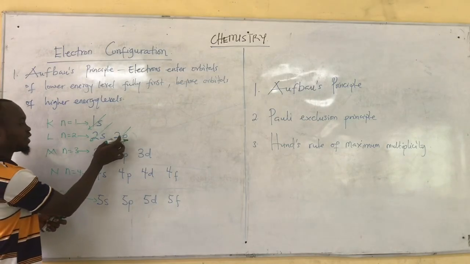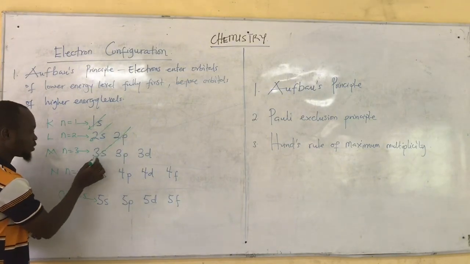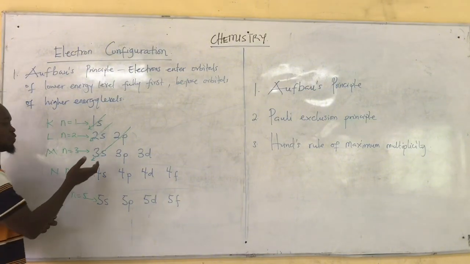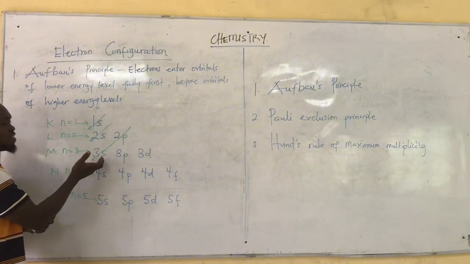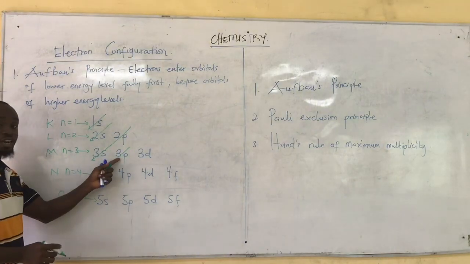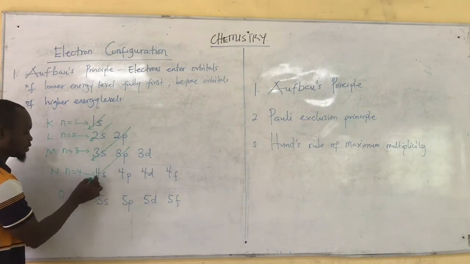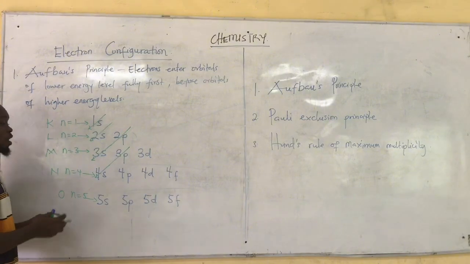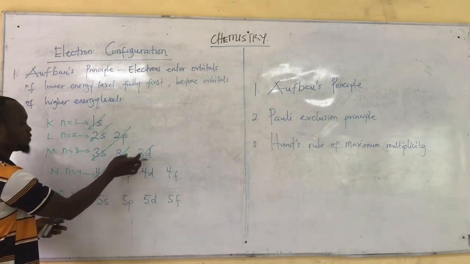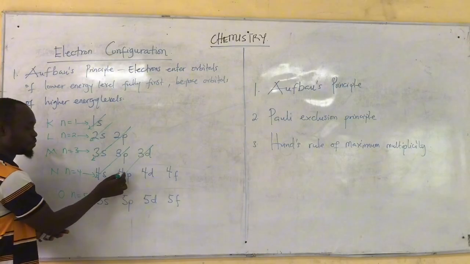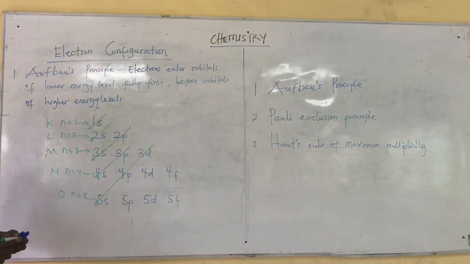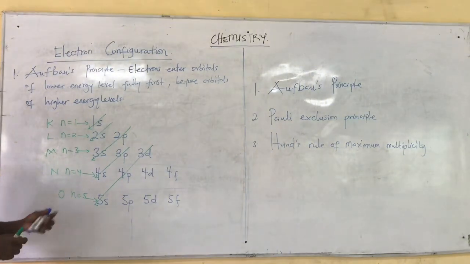And once we're done filling the 2p, the next orbital to fill is the 3s orbital. Once we're done filling the 3s orbital, the next orbital to fill is the 3p orbital. Once we're done filling the 3p, the next is the 4s orbital. Once we're done filling the 4s, the next is the 3d orbital. And then once we're done filling the 3d, the next is the 4p. Once we're done filling the 4p, the next is the 5s orbital. So this is the electron arrangement.